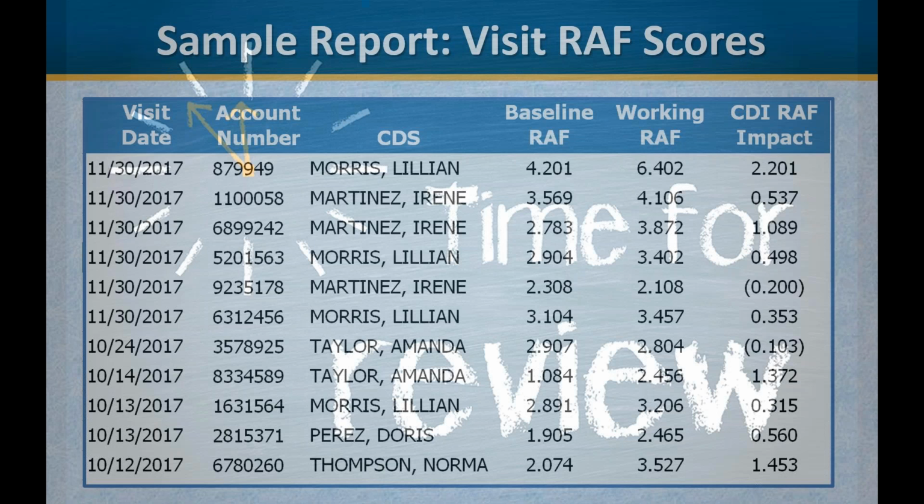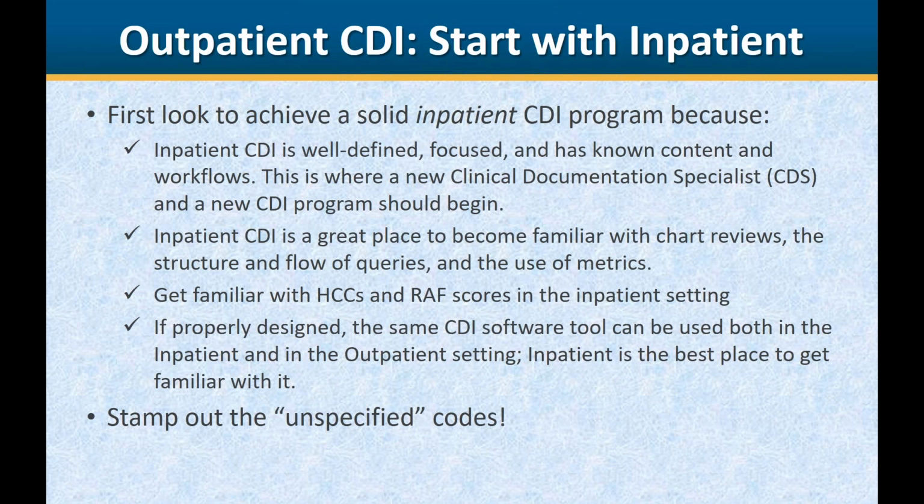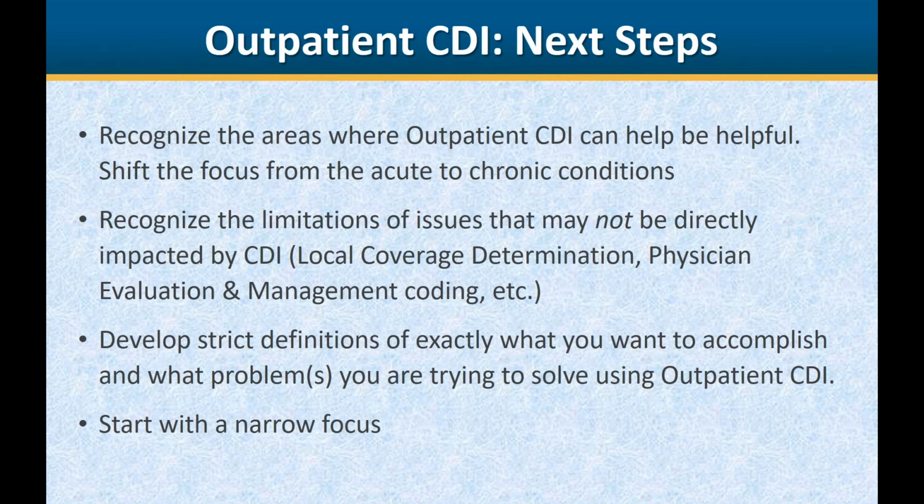So I apologize for speaking so quickly, but I'm repeating myself here, but I put so much of this into the handouts so that you would have that to refer back to, and just wanted to take our time to highlight just a few things. So I think to go outpatient, you should start inpatient. It's well defined. We know the workflows. We know how to do queries. You can get familiar with HCCs and RAF scores on the inpatient setting. They are important, and you can start stamping out the unspecifieds. Then when you're going outpatient, recognize the areas where it can be helpful, and try and limit it. Start small before you start trying to do it everywhere.